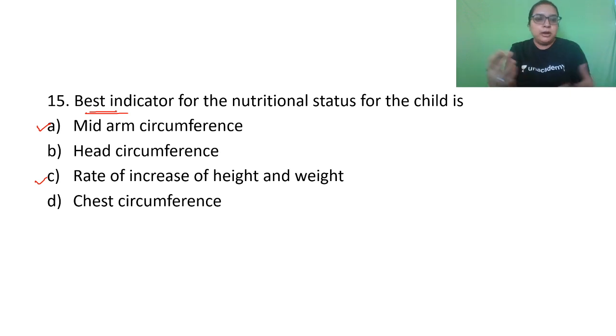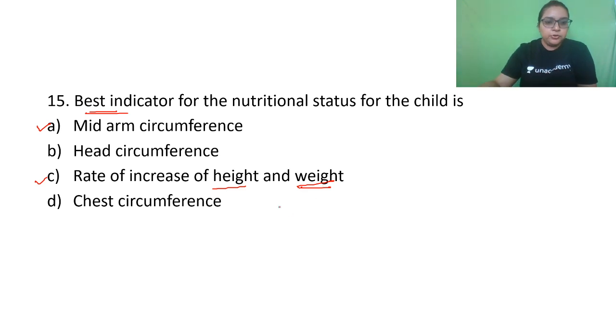In the exam, you think that mid-arm circumference is a parameter of SAM, so you just mark mid-arm circumference. But the fact is, we always go for height and weight. They are the best indicators for nutritional status. Obviously, how will you measure height for age, weight for age or weight for height without monitoring height and weight? Mid-arm circumference is the second thing you would look for. The first thing you would look for is height and weight. So the answer is C.